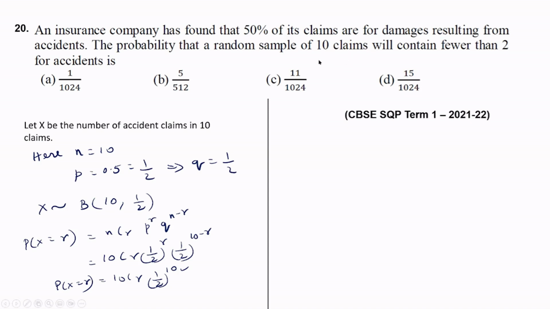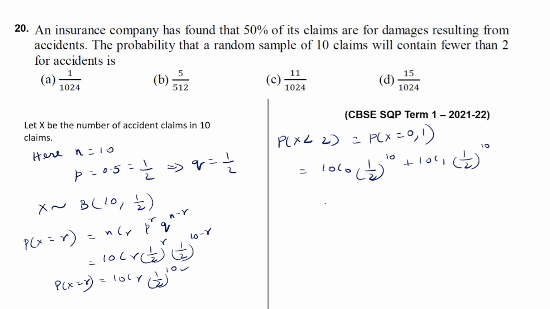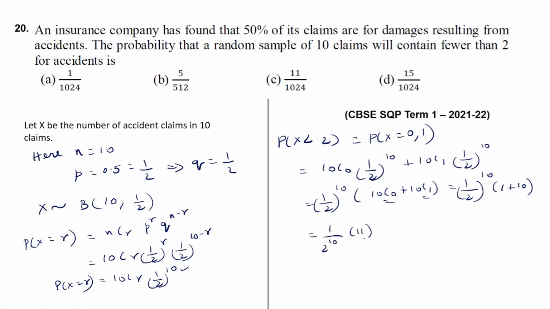Now we have to find the probability that a random sample of 10 claims will contain fewer than 2 for accidents. So probability of x less than 2 is probability of x equal to 0 and 1. That means here we have to put r as 0 and 1 and add. So this is 10C0 half raised to 10 plus 10C1 half raised to 10. Half raised to 10 is common, which can be taken outside. Inside the bracket we have 10C0 plus 10C1. This is half raised to 10 into 10C0 is 1 and 10C1 is 10. So this is 1 by 2 raised to 10 into 11. 2 raised to 10 is nothing but 1024. So this is 11 by 1024. So the correct option is option C.